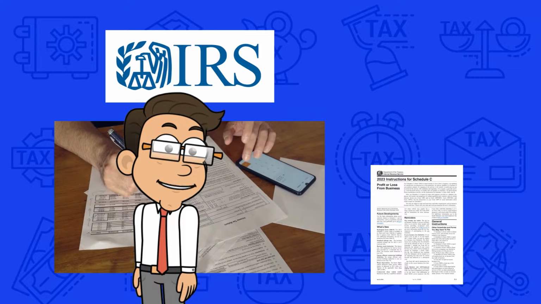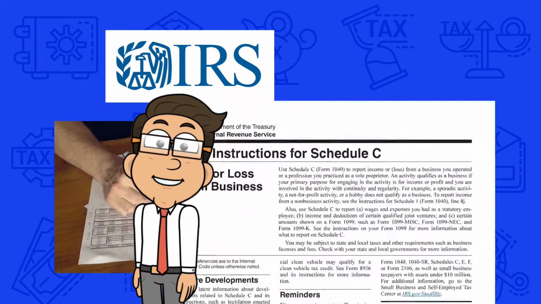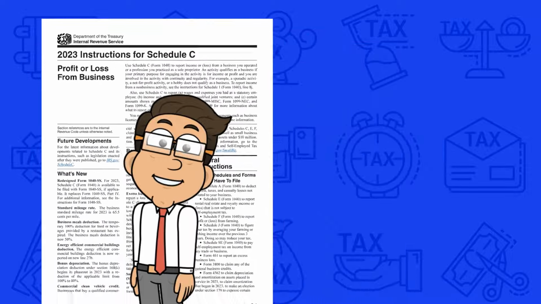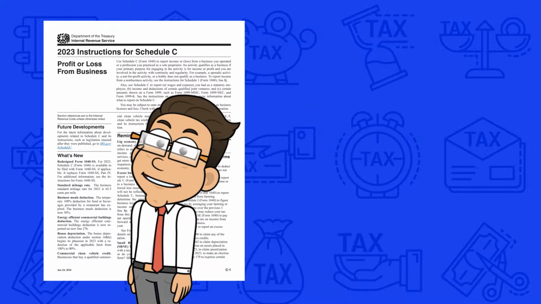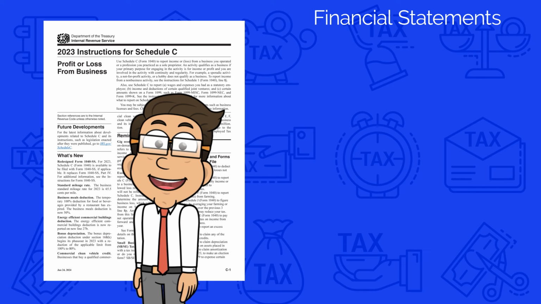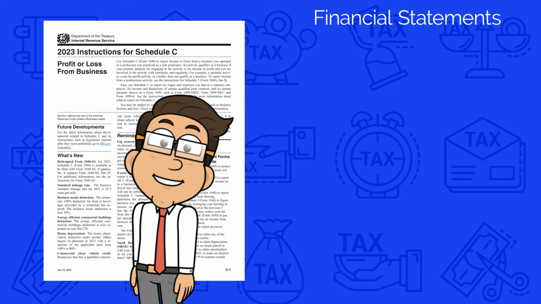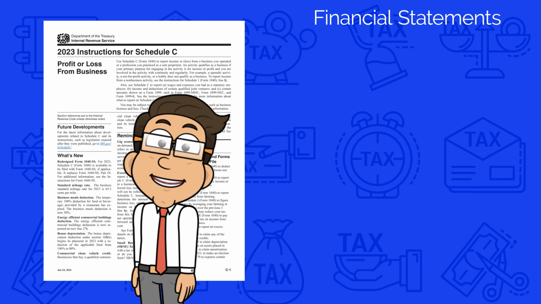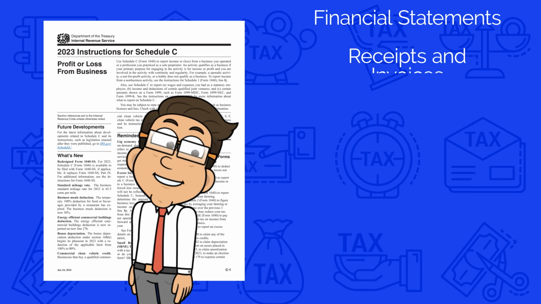Before we dive into the specifics of filling out Schedule C, it's essential to gather all necessary documents and get your paperwork in order. This preparation step is crucial for a smooth and accurate filing process, and you'll need several key pieces of documentation. Financial statements. This includes your income statement or profit and loss statement and a balance sheet if available. These documents provide a comprehensive overview of your business's financial activity and are vital for accurately reporting income and expenses.